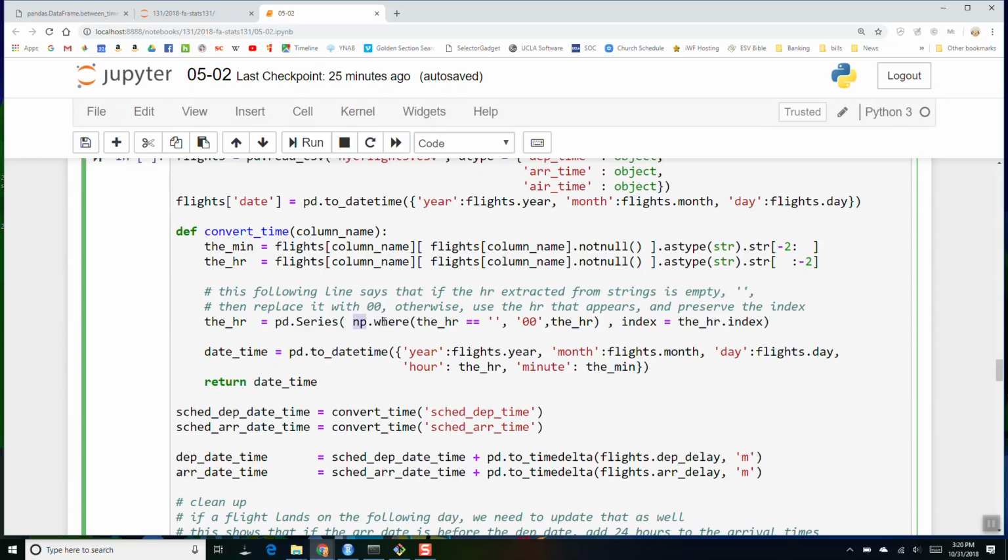np.where is kind of like an if-else in that you can replace things in an array with values if a condition is true. So here I'm going to say where the hour is equal to nothing, or equal to an empty string, put in 0, 0, 0. Otherwise, put in the hour.